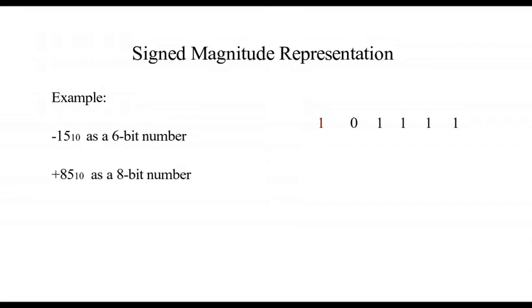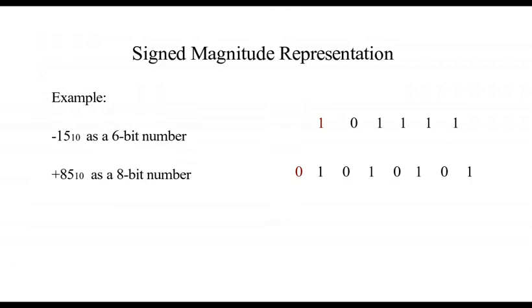Okay, next, positive 85 as an 8-bit number. So we're going to convert positive 85 to binary, and it's an 8-bit number or word. So kailangan natin isulat is 8 bits of binary number. So 85 daw. So this is the result. 1010101.